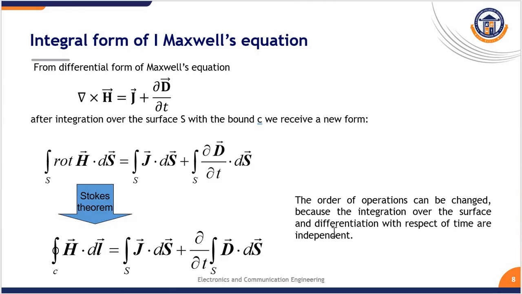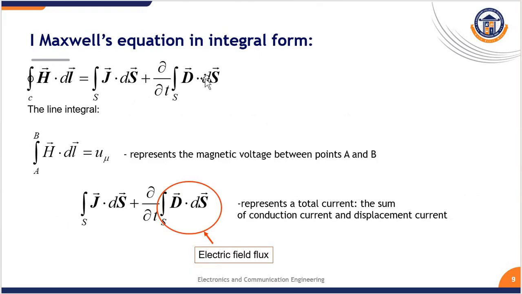The order of operations can be changed because the integration over the surface and differentiation with respect to time are independent. First Maxwell equation in integral form: contour integral H vector dot dl vector equal to surface integral J vector dot ds vector plus dou by dou T into surface integral D vector dot ds vector. The line integral from a to b of H vector dot dl vector equal to u represents the magnetic voltage between the points A and B. Surface integral J vector dot ds vector plus dou by dou T into surface integral D vector dot ds vector.